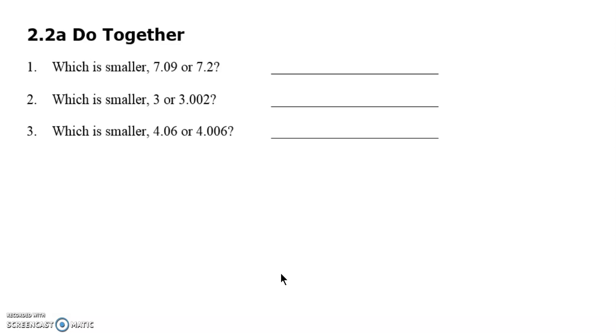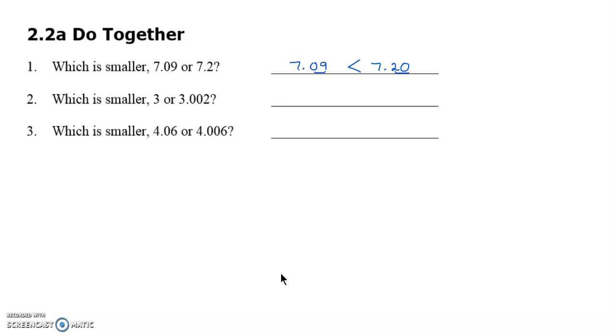So let's do that now and 2.2a do together. Which one is smaller, 7.09 or 7.2? Let's make them look identical in their place value so that we can be certain which one is greater. So I'm going to add a 0 after the 2, getting me to the hundredths place. We know the 7s are the same, but now let's look. We have a 9 and we have a 20. Now it becomes obvious to us that the 20 is larger. So 7 2/10 is greater than 7 9/100.